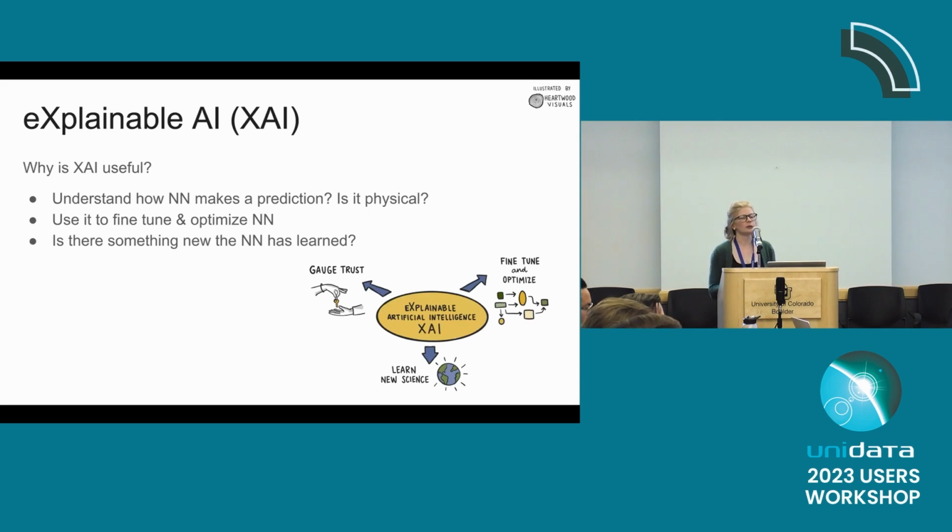And then, is there something new that the neural network has learned that we may have seen before but never thought of as connected to our specific problem?